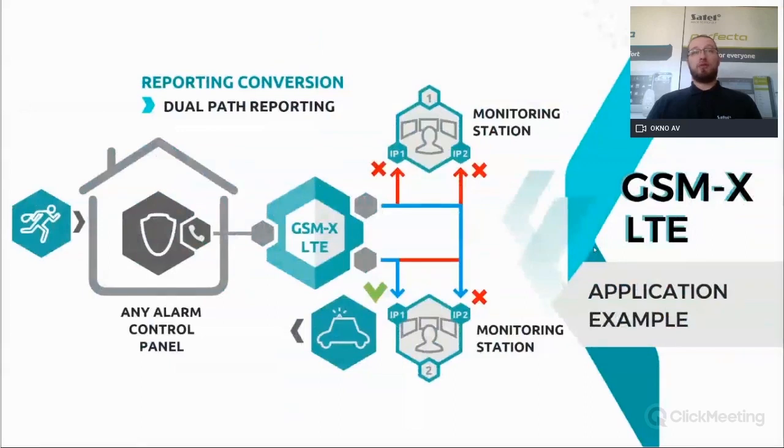So to sum all this up, if you connect GSM-X to any alarm control panel, you are first of all receiving all the information to the monitoring station at the dual path. Depends, of course, on the site. But for example, banks and high level of threat security systems require dual path, and then you can use GSM-X for it.